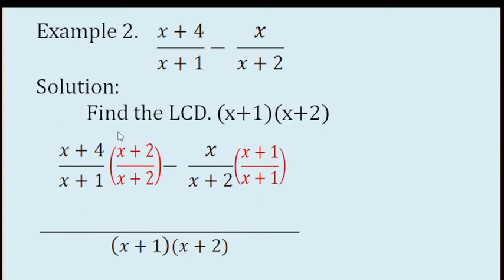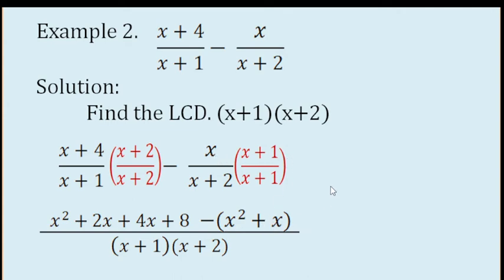This means FOIL method here. Okay, this is a binomial times a binomial. Now this means x times x, x times 2, 4 times x, 4 times 2, that gives us these terms. Then minus x times x, x squared, x times 1, x. So it's very important that the terms we have after the minus sign should be written in parentheses, because all of these terms again are affected.